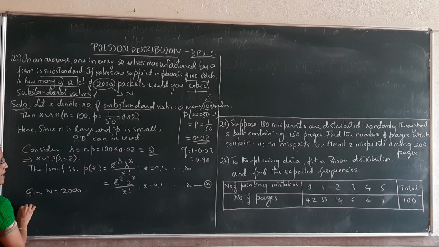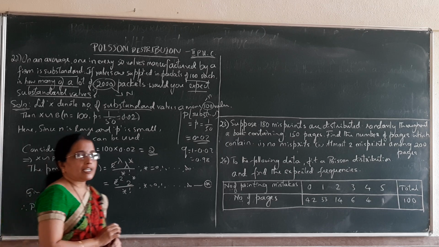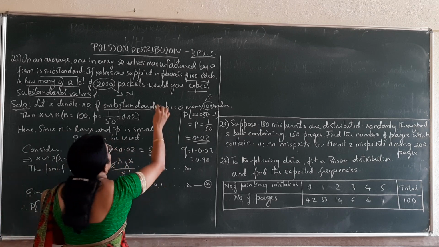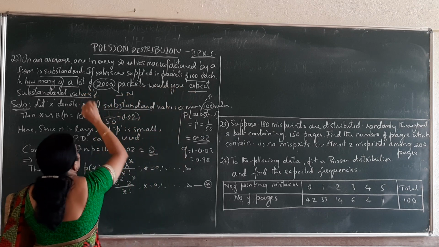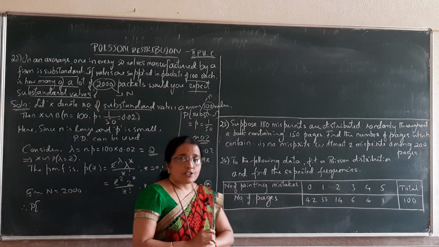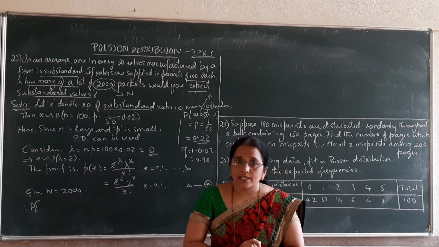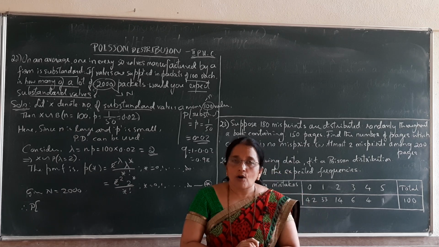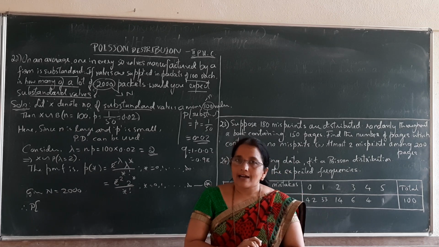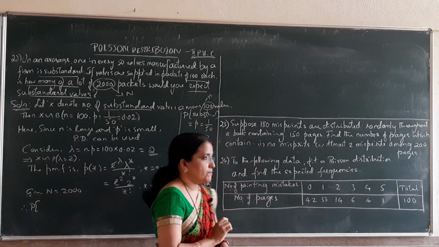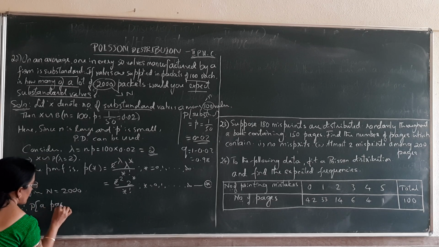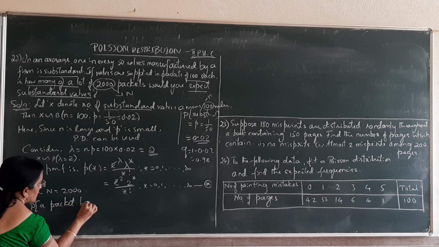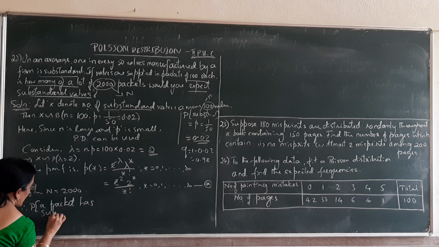Next, first find the probability. Which probability do we have to calculate? That is the probability that a packet contains a substandard valve. First it is to be calculated: what is the probability that a packet has a substandard valve?